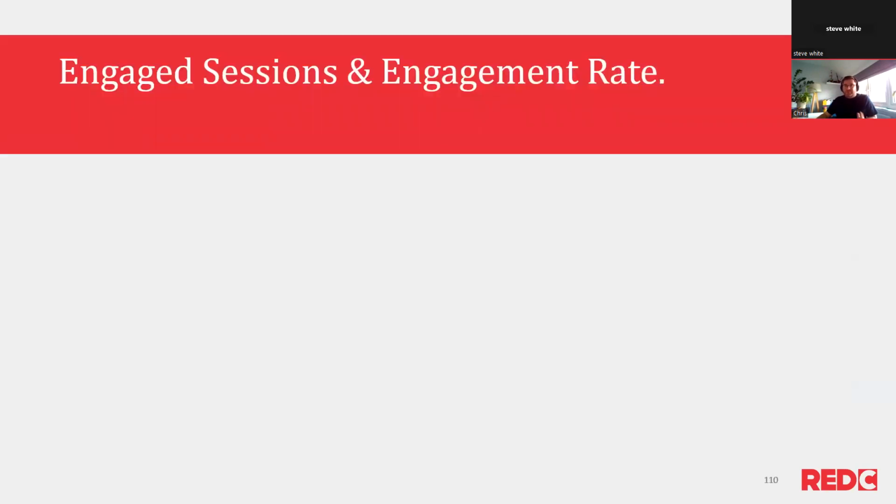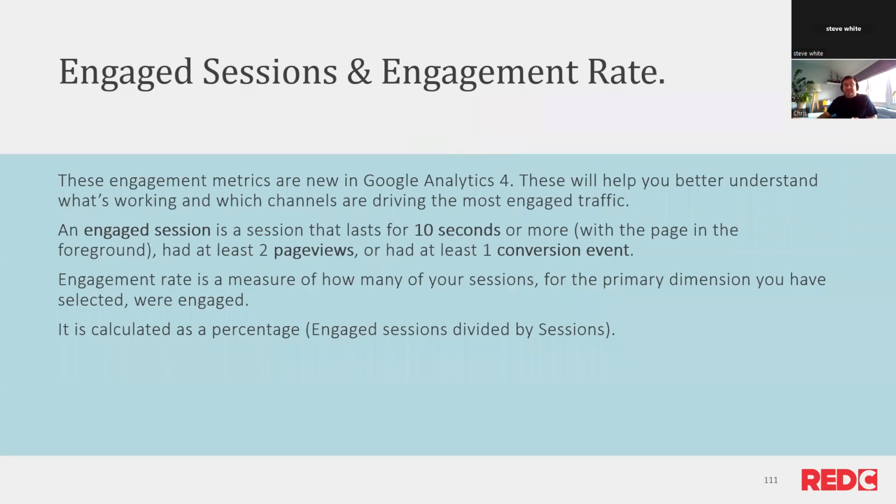And then lastly, we've touched on this before, but it's just worth putting it on the slide so you've got the reference point there for you. Engaged sessions and engagement rate. They're the new metrics in GA4, and they'll help you better understand what's working. Engaged session, as I've said multiple times already, is one that lasts 10 seconds or more. You can change that if you wish. Have 2 page views, or views as they're now called, and at least 1 conversion event. You could have multiple conversion events for it to trigger, but it's at least 1.